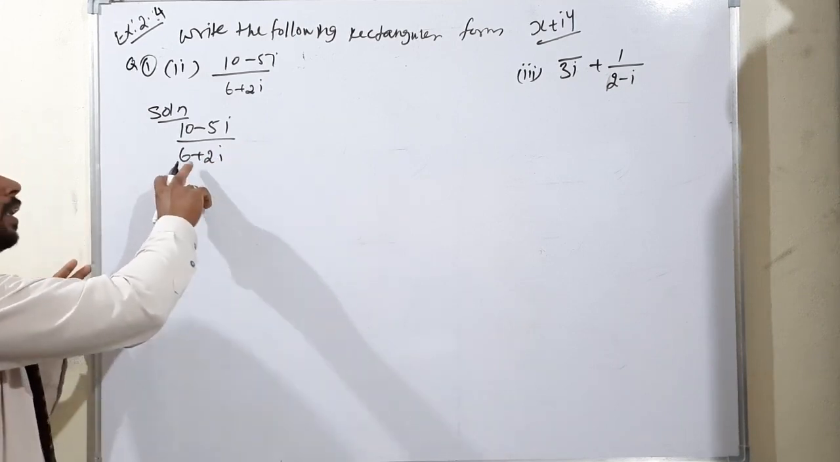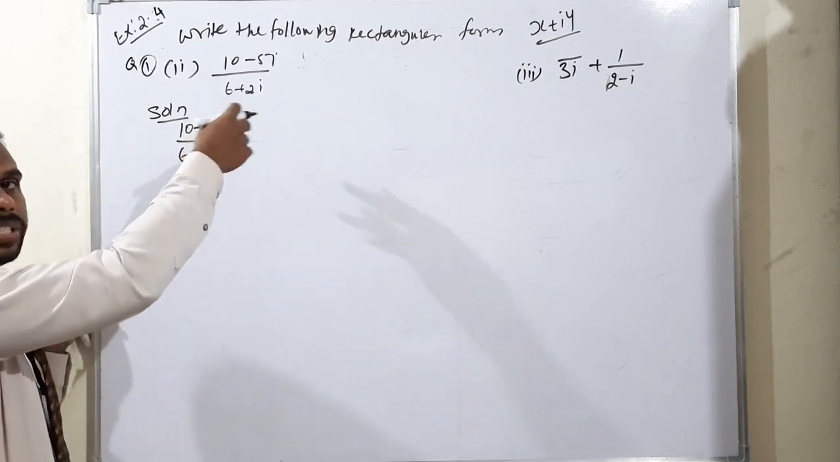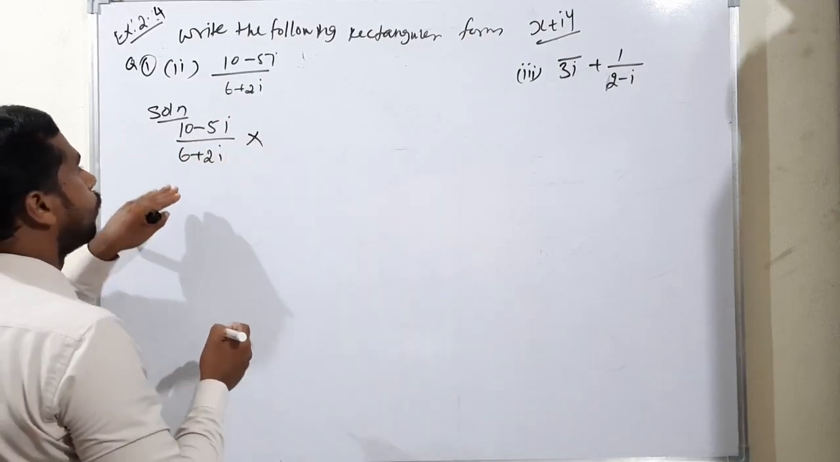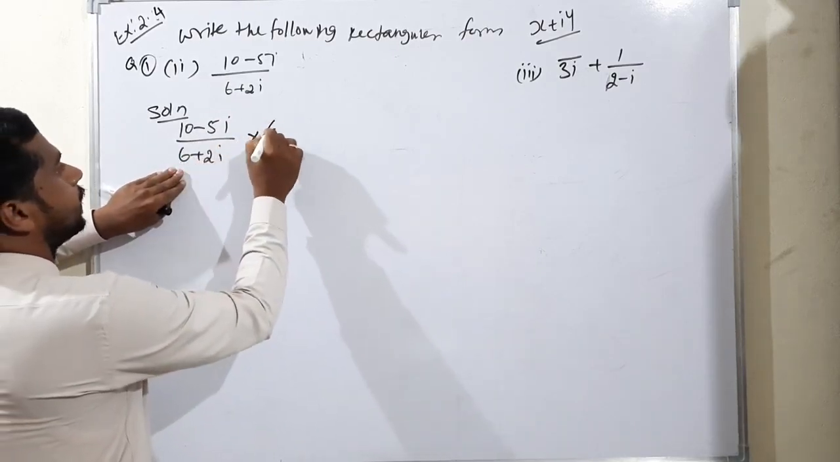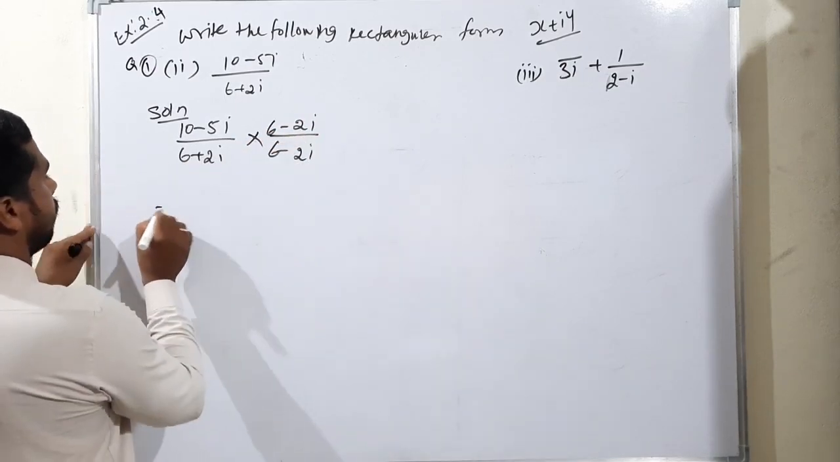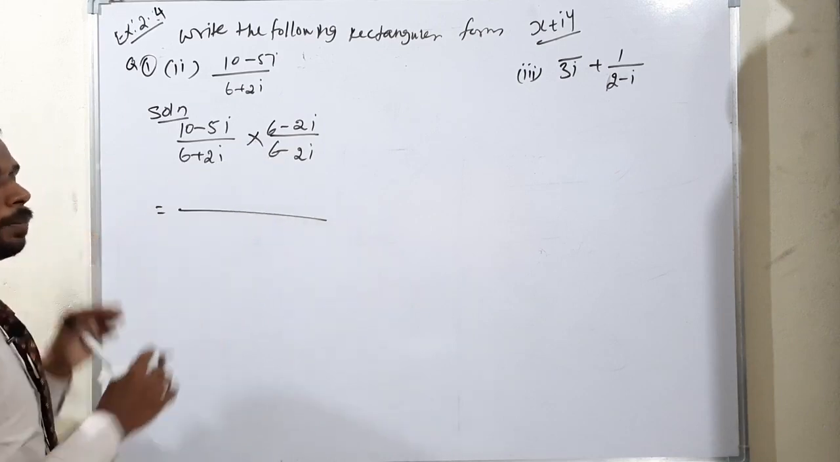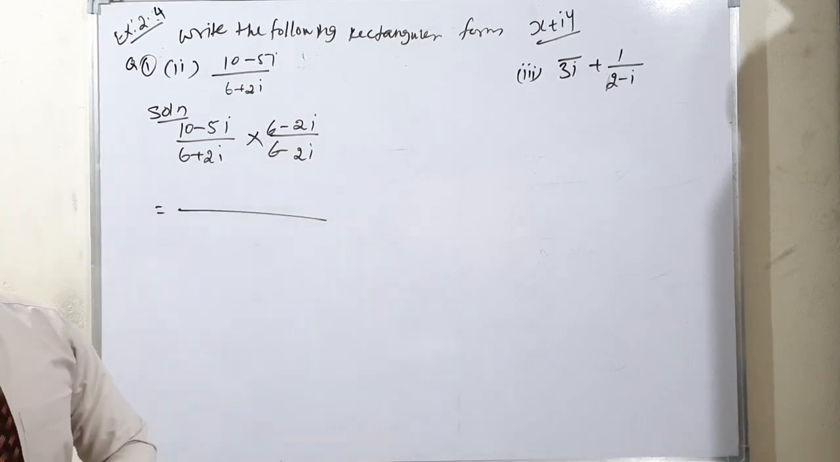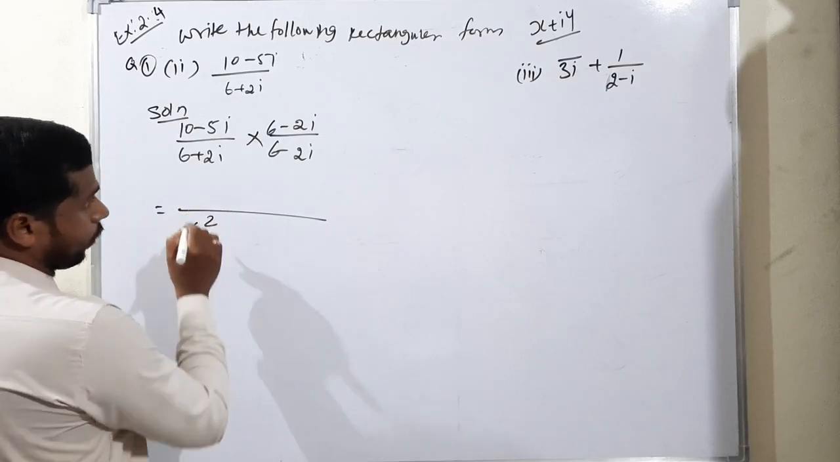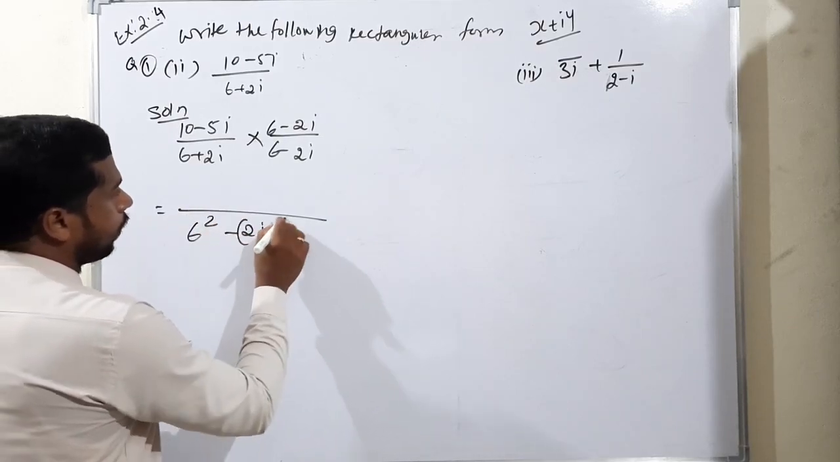Conjugate of the denominator 6 plus 2i means we have to do 6 minus 2i. So we have to multiply both sides by the conjugate term, 6 minus 2i divided by 6 minus 2i. Then the denominator is (a plus b) into (a minus b), which is a square minus b square. That means 6 square minus (2i) whole square.